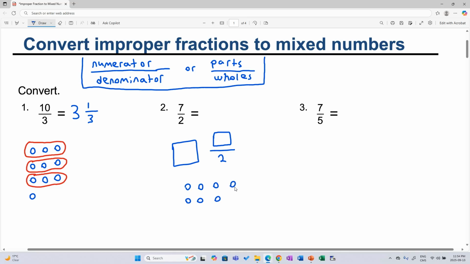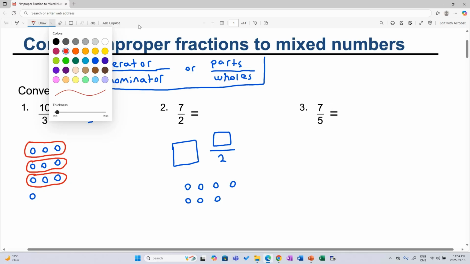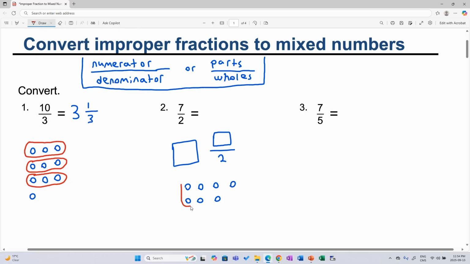And I'm going to try to group as many as I can. So in this case, I'm going to group one group of 2 because the 2 is in my denominator. I'm going to group another group of 2, and finally another group of 2. And I would group this last part too, but there aren't any more groups of 2's to group.